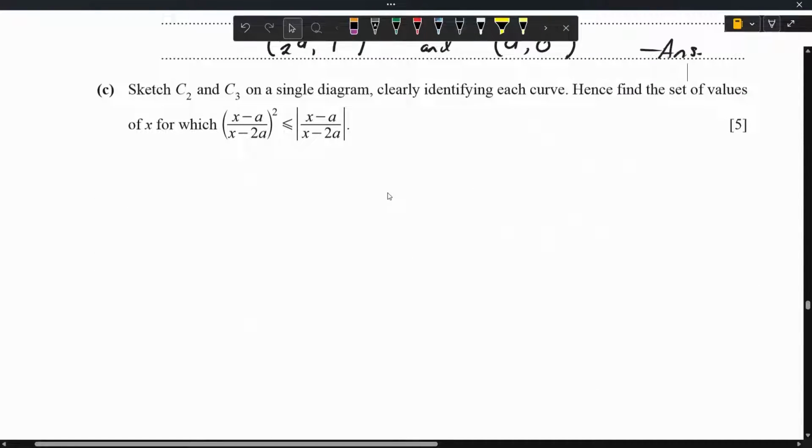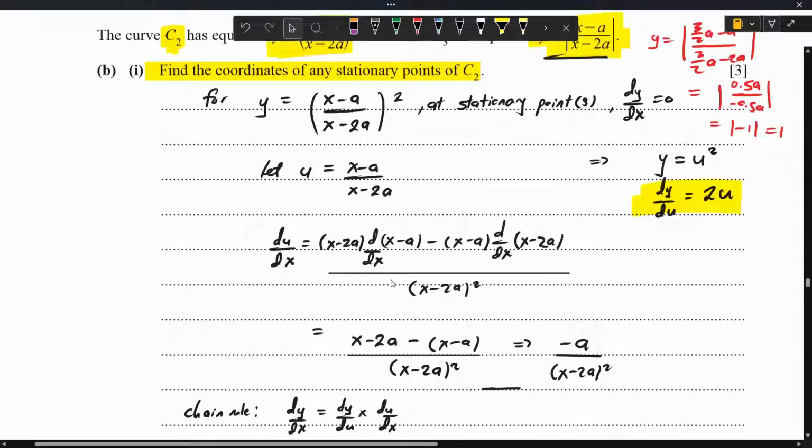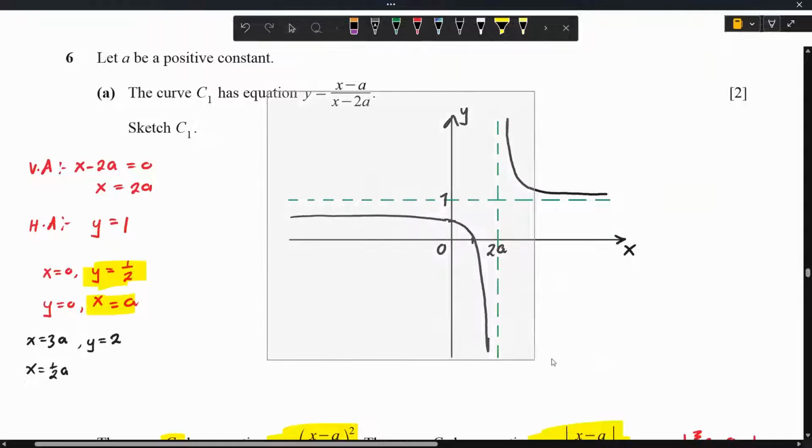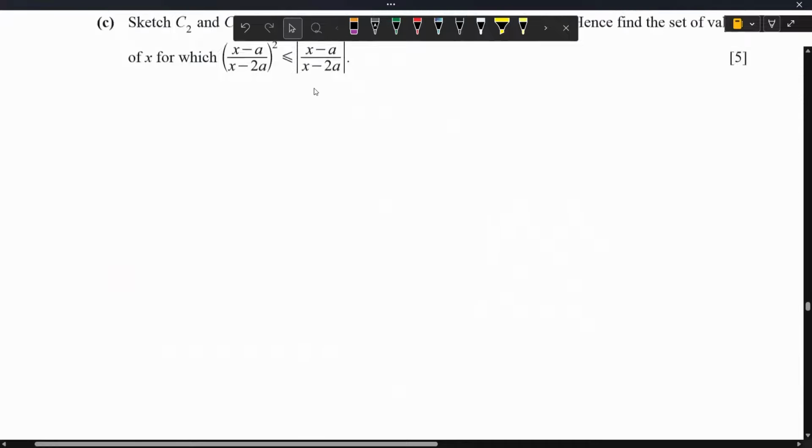Now on part C. On part C, they say, sketch C2 and C3 on a single diagram, clearly identifying each curve. Hence, find the set of values of x for which the squared graph is less than or equal to the modulus graph. Okay. All right, so let's look at it. I'm just going to take the graph that we had earlier because we will just need to modify it. Okay, so I am going to paste it down here.